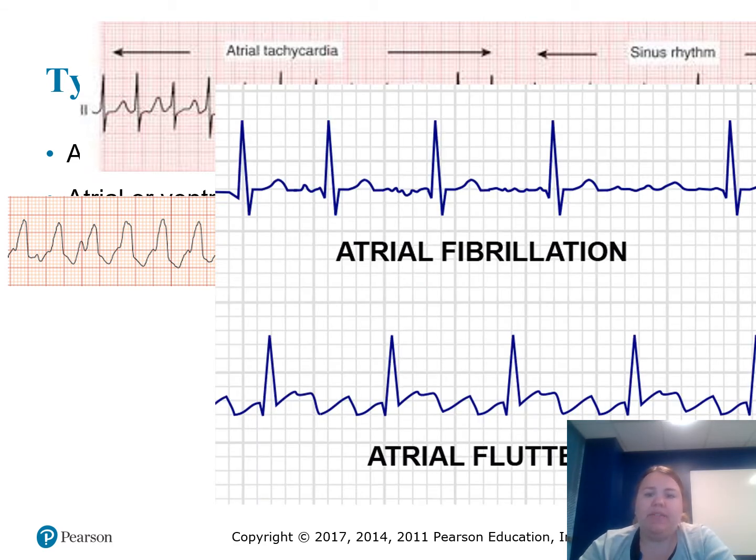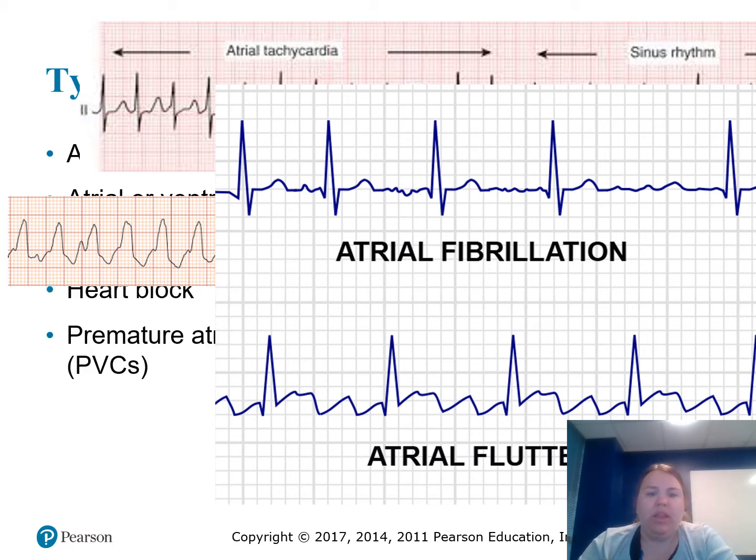Then we have atrial fibrillation, which, like we talked about, is the most common fibrillation. And then we have our atrial flutter down here. You can see how atrial flutter is like a sawtooth, and fibrillation is like they're vibrating. Then we have heart blocks, which I don't have a picture of. There are different types of heart blocks, and that's why I didn't bring it up.